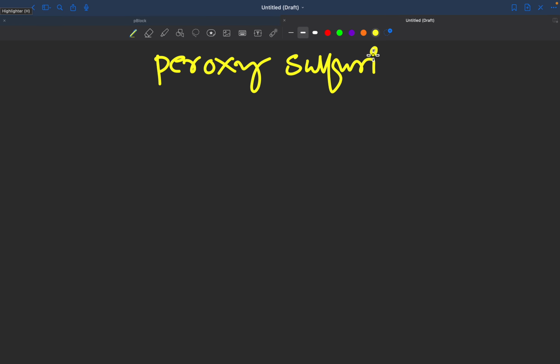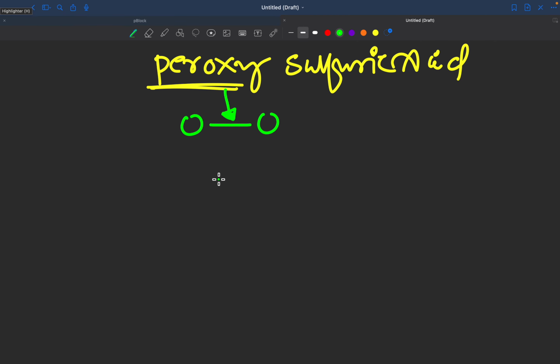Peroxysulfuric acids. What is the meaning here? The peroxy group is present in it. Oxygen single bonded to oxygen is known as a peroxy bond. This bond is known as a peroxy bond. So for peroxysulfuric acid, we have two acids here.